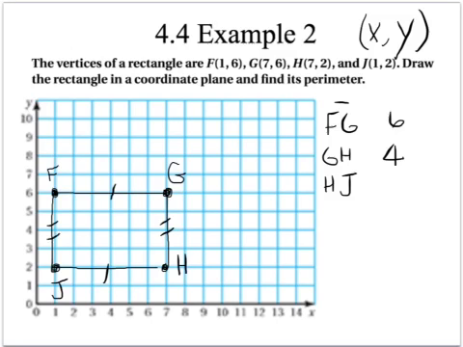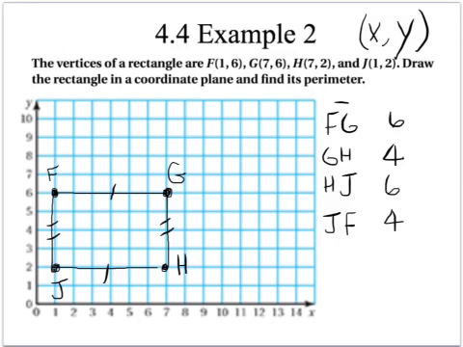So from H to J is 1, 2, 3, 4, 5, 6. So that's the same as F to G. And then from J to F should be the same as G to H. So from here to here, 1, 2, 3, 4. So 4, which is the same.